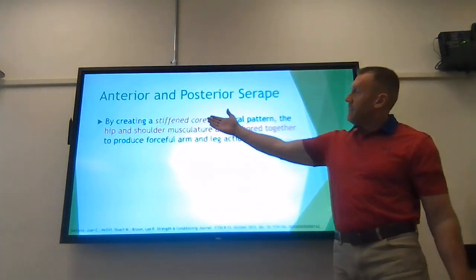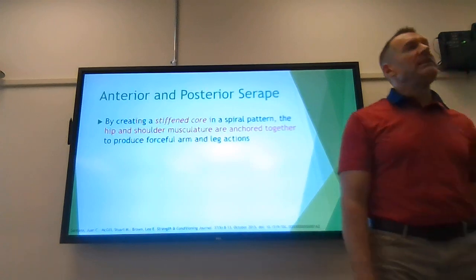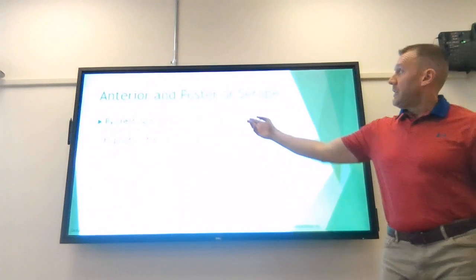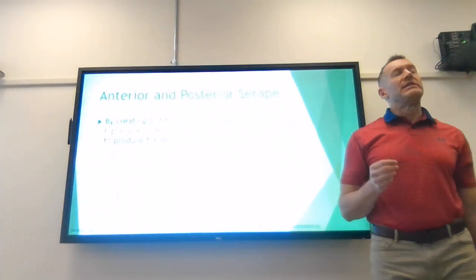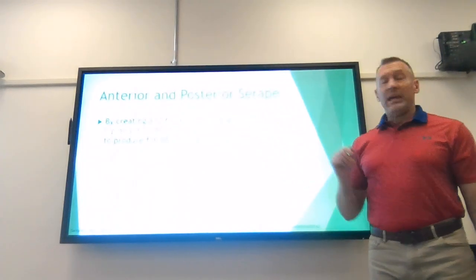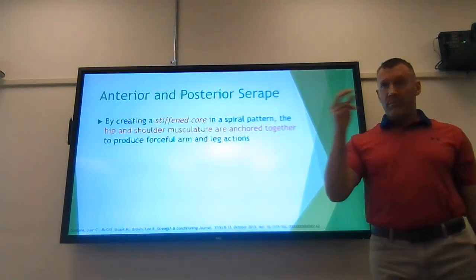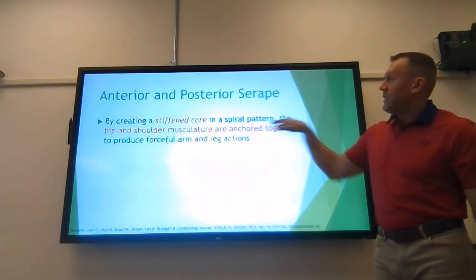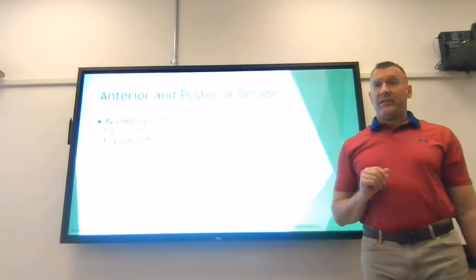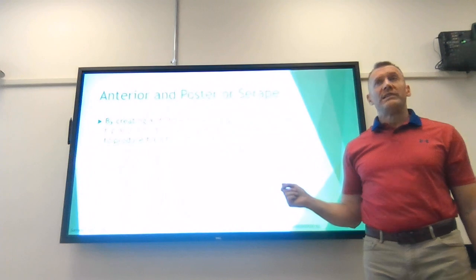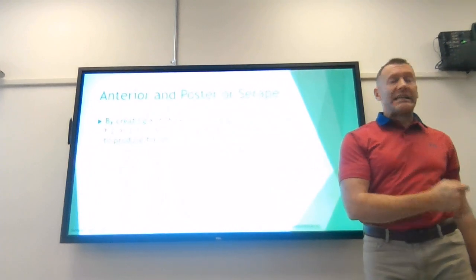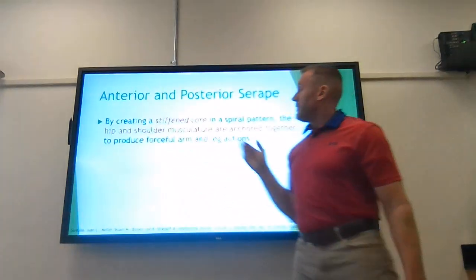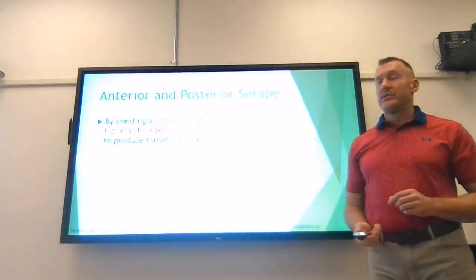By creating a stiffened core, and stiffened core means isometric action, right? Abdominal bracing in a spiral pattern. You notice the anterior and posterior serape make that spiral pattern, so you're going up and around. The hip and shoulder musculature are anchored together. So the shoulder on one side and the hip on the opposite side are connected by fascia. That is important for producing forceful arm and leg actions.